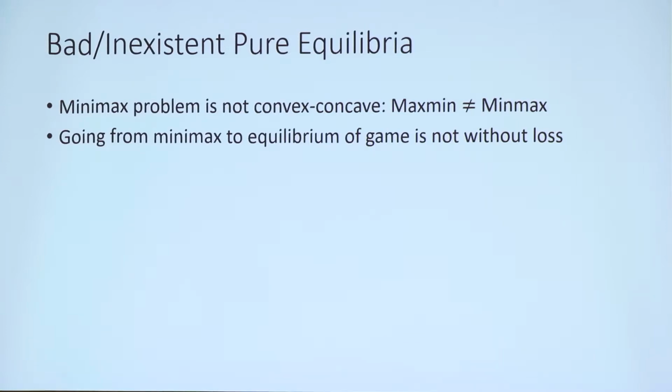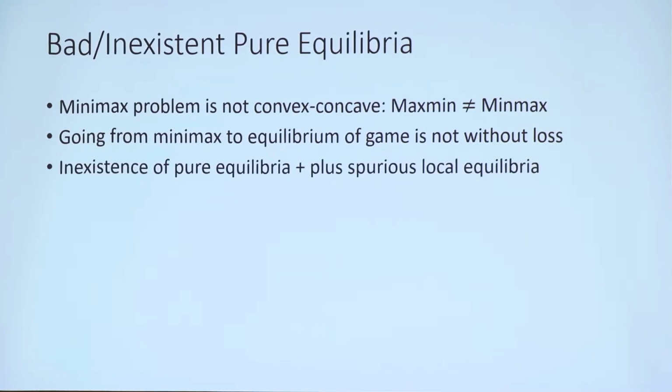Right? Maybe you need to look at mixed strategies over neural nets, and how would you do that? How would you randomize over neural nets? So that's the problem of the potential nonexistence of pure equilibria.